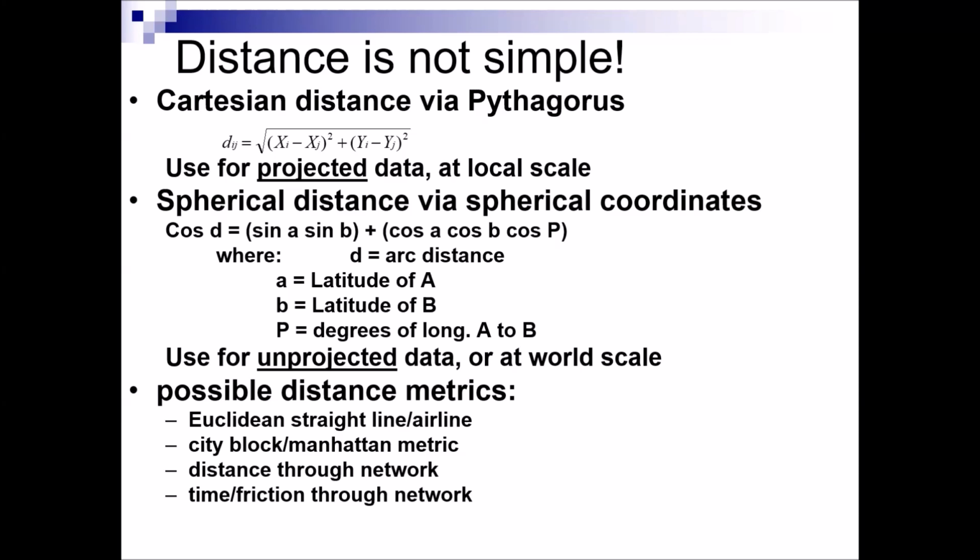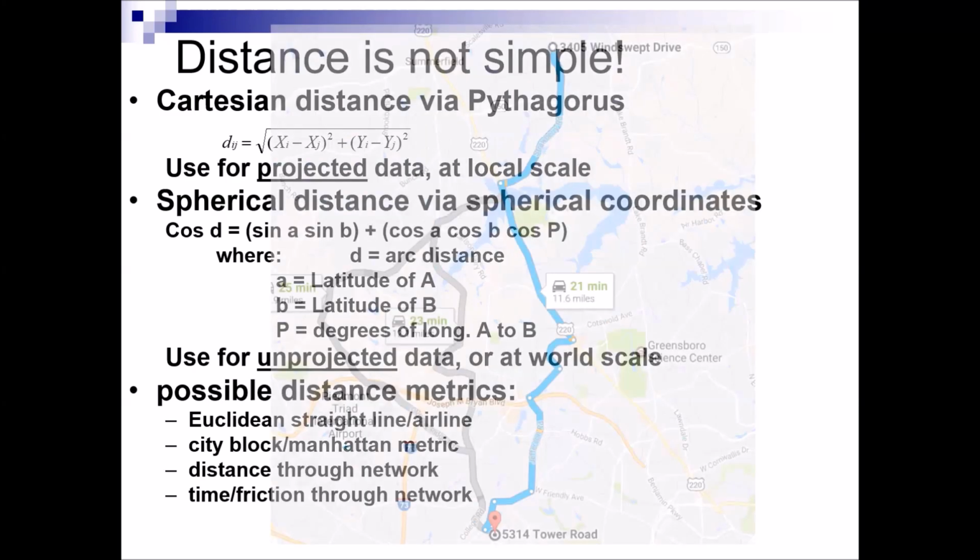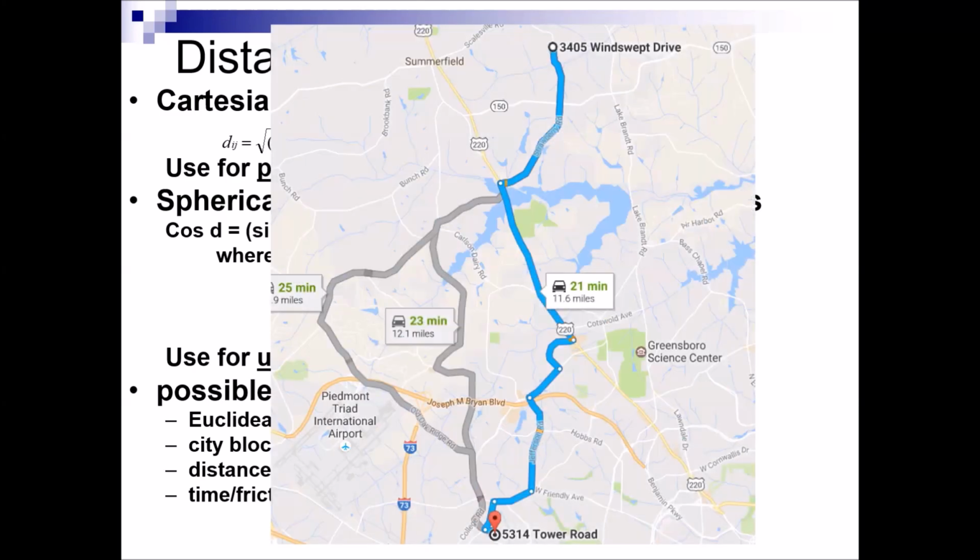But we also have Manhattan distance, which is at right angles, distance through a network, time friction through networks, like stops and all these other things, because most of the time, when we talk about distance, this is what I care about. How long is it going to take me to get there? That's all I care about, right? That's all most of us care about.